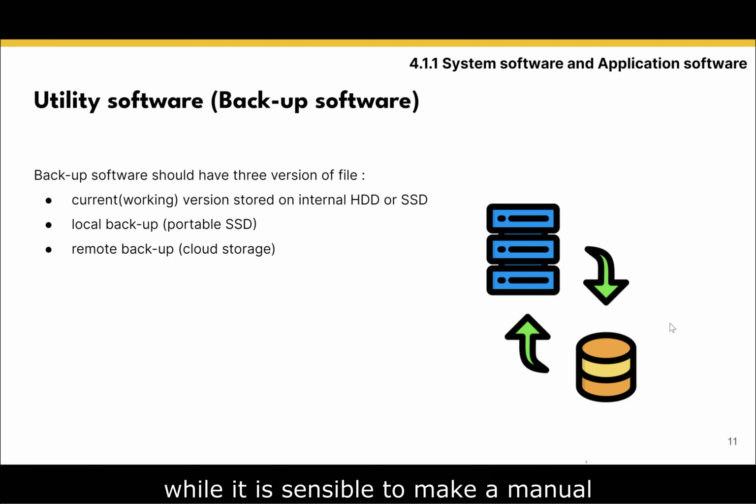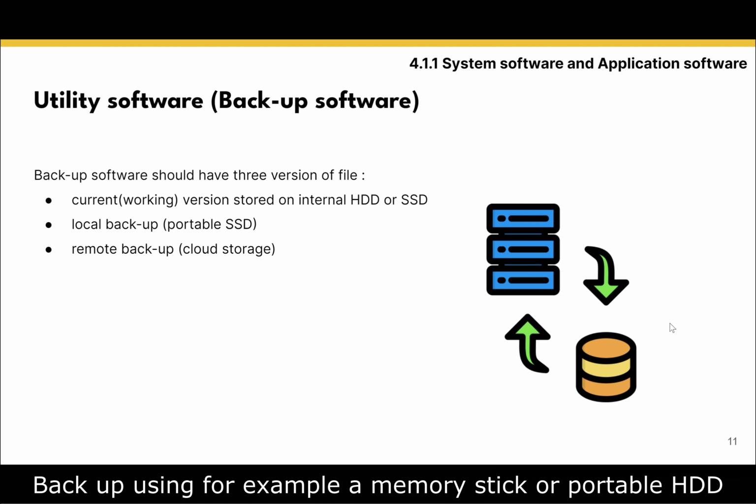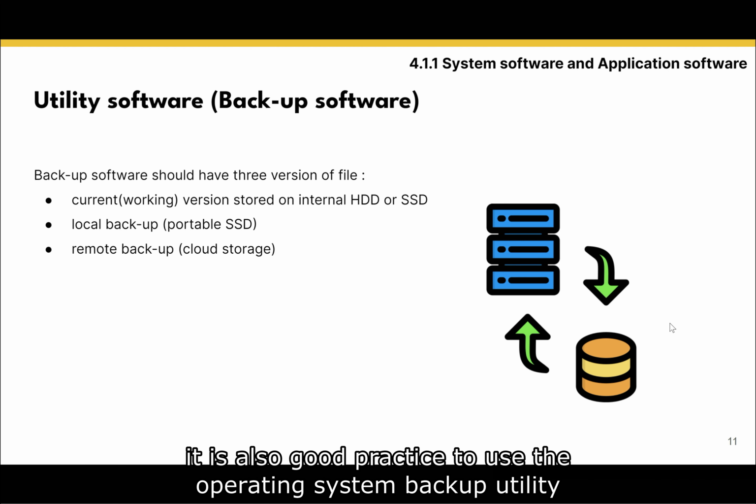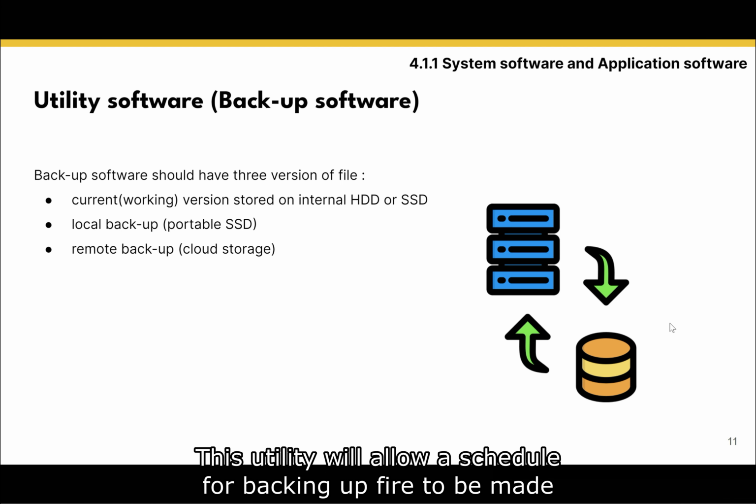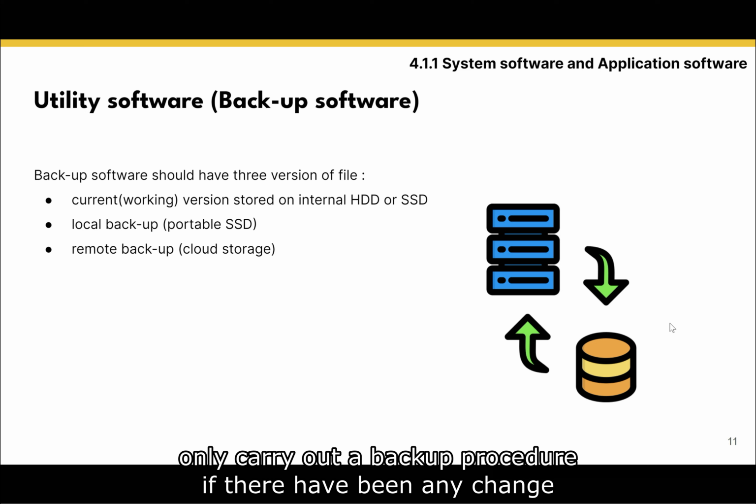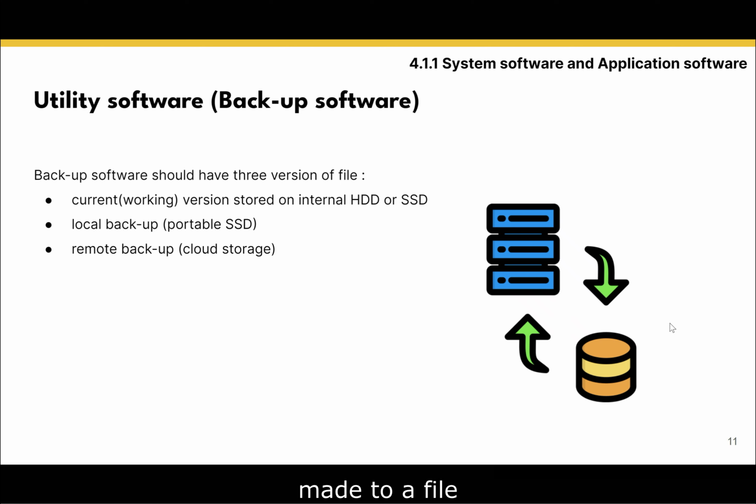Backup software. While it is sensible to make a manual backup using, for example, a memory stick or portable HDD, it is also good practice to use the operating system backup utility. This utility will allow a schedule for backing up files to be made. Only carry out a backup procedure if there have been any changes made to a file. For total security, there should be 3 versions of a file.